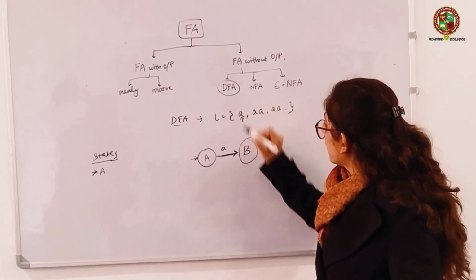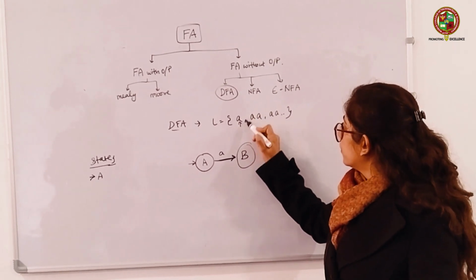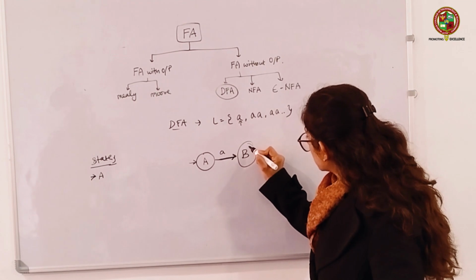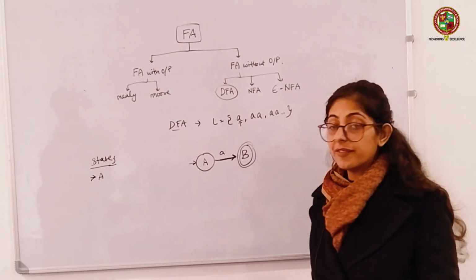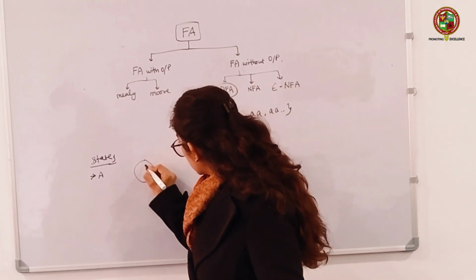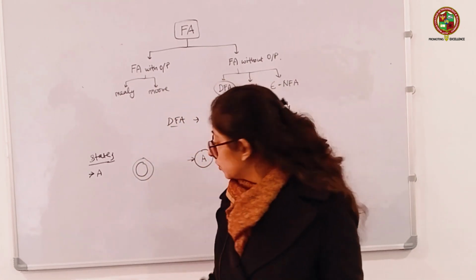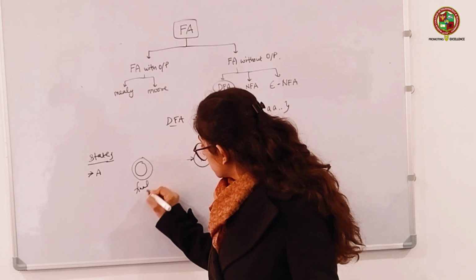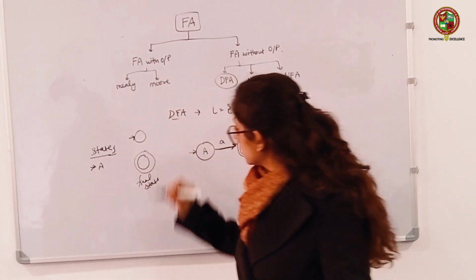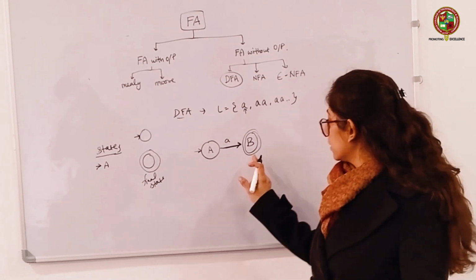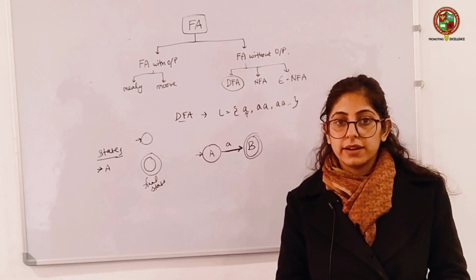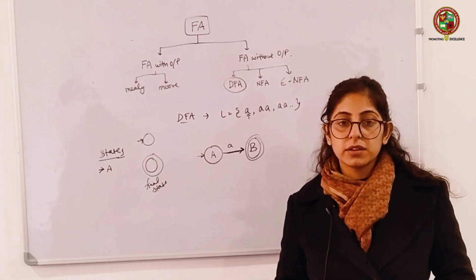Now, as per our language, even a small a should get accepted. That means this state should be counted as a final state. When we write a circle inside a circle, this is said to be the final state. This is our initial state and this is our final state. Final state is the state where the machine stops or holds and says, yes, I have taken your input.